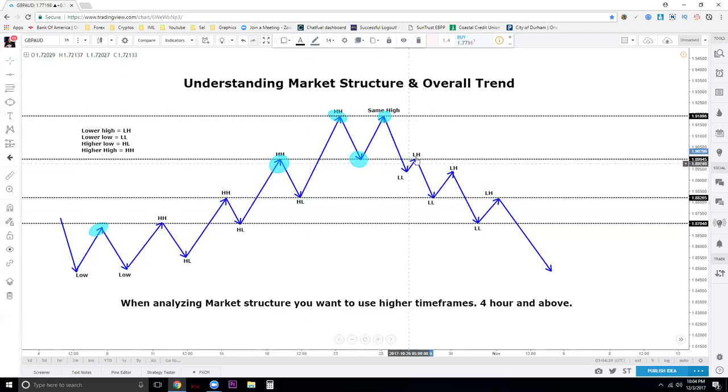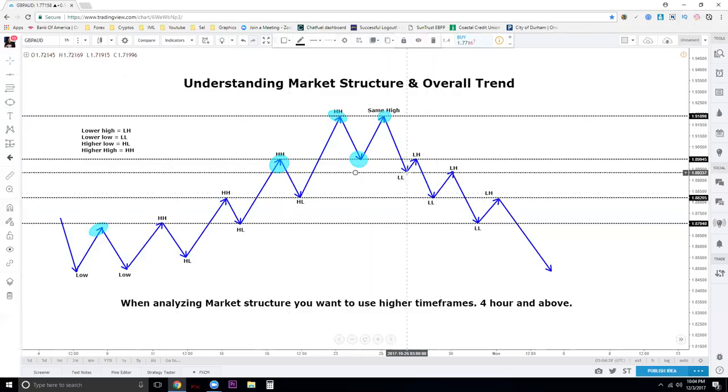All right. And you see this, right? We would have come down and created a lower low. We went from lower low, lower high to another lower low. All right. And it's the same concept the whole way down. All right. This is our new structure level right here.